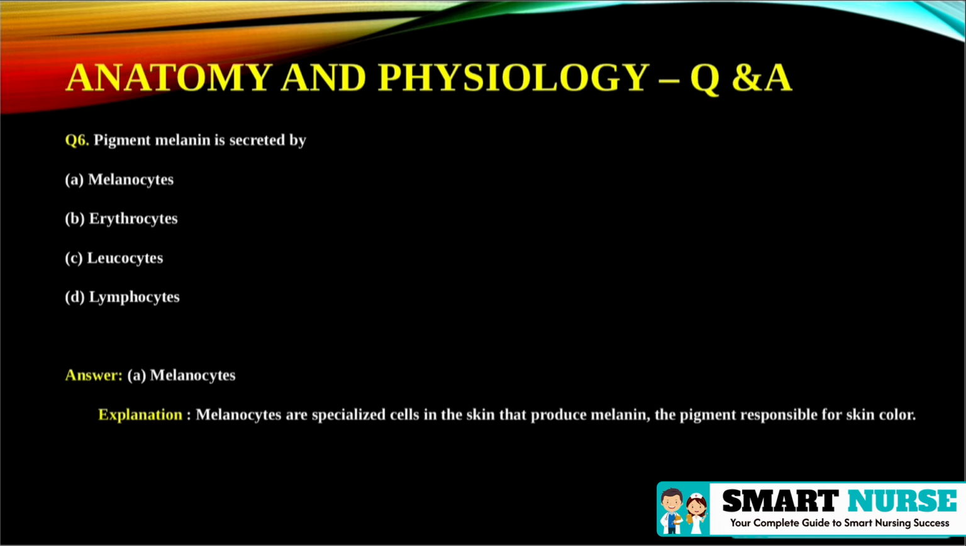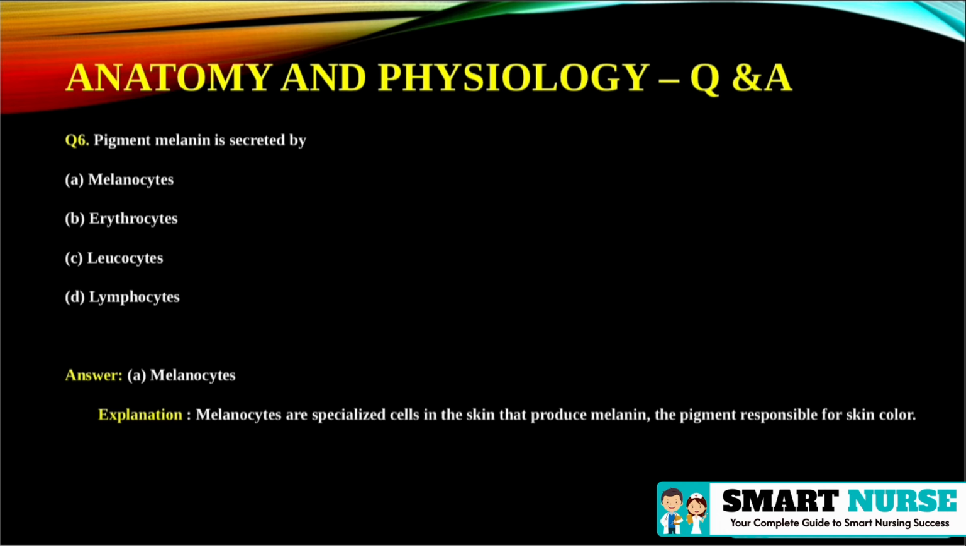The sixth question. Pigment melanin is secreted by option A melanocytes, option B erythrocytes, option C leukocytes, option D lymphocytes. So let us study one after another. Option A is melanocytes. They are specialized cells that produce melanin, the pigment responsible for skin color.